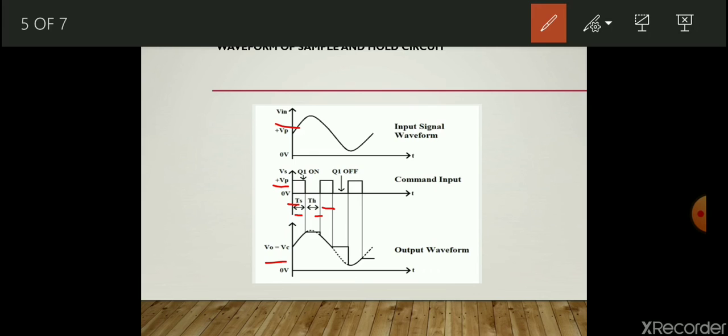Sampling time is defined as the time interval during which the capacitor charges to the instantaneous voltage and performs the sampling process. And Th is defined as the time interval during which the capacitor is disconnected from the input and holds the charge present on it until the next sampling cycle.